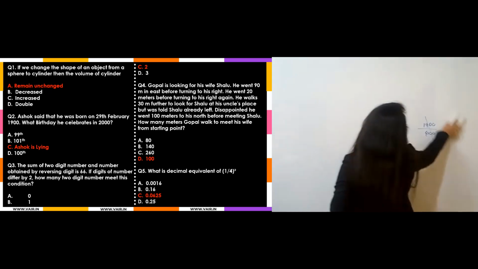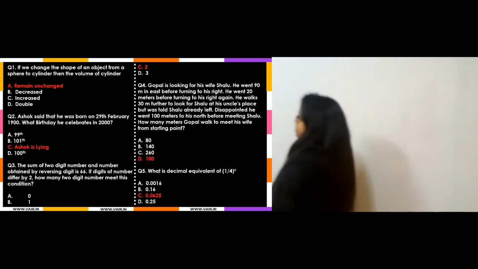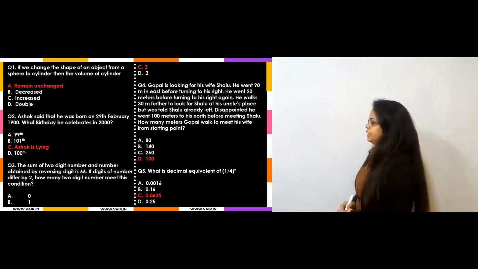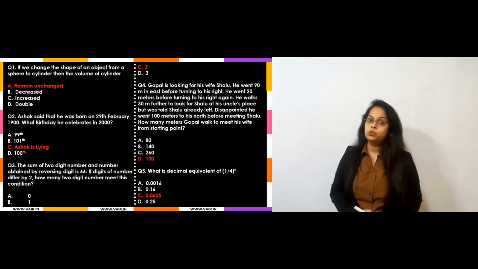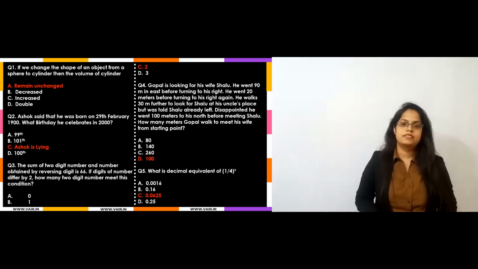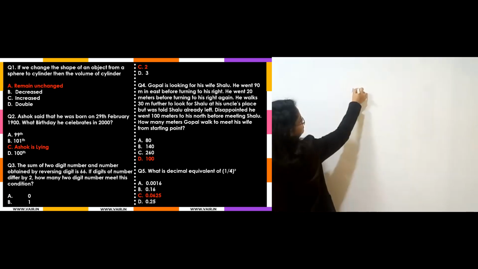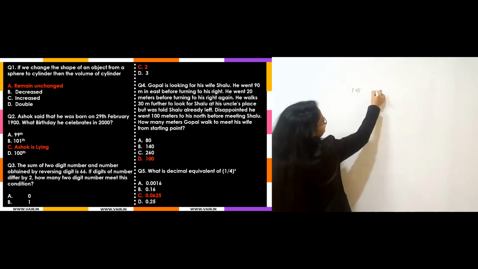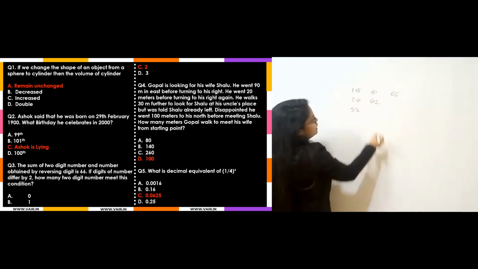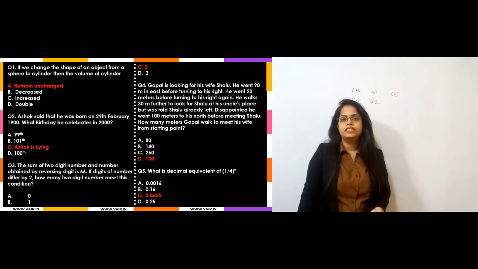What are they saying in this third question? The sum of a two-digit number and the number obtained by reversing its digits is 66. If the digits of the number differ by 2, how many two-digit numbers meet this condition? Sum should be 66 and the number should be formed by reversing the digits. So which numbers will give you this sum of 66? 15 and 51, right? Because 15 plus 51 is 66. Next is 24 and 42. Next is 33, a two-digit number. We can't take 6 and 60 because 6 is not a two-digit number.